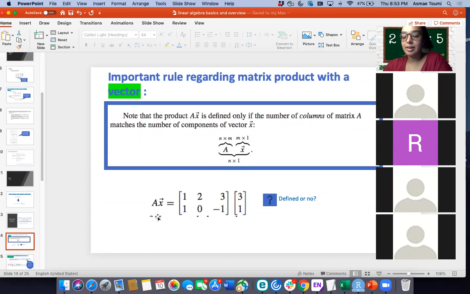And with that, what do you guys think about this? Would it be defined or no? Anyone can speak up. Yeah. Right, it wouldn't be, yeah.